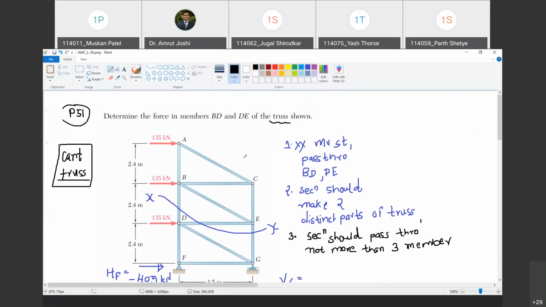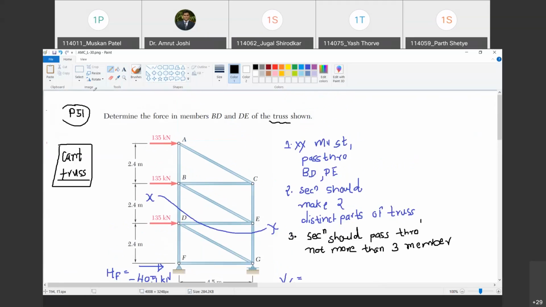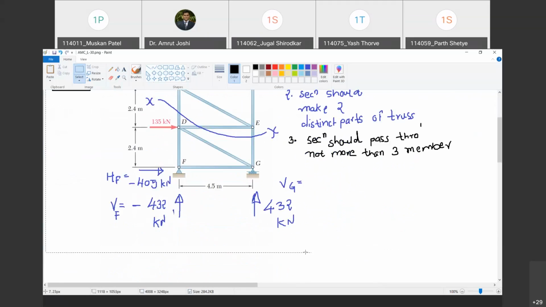Are you with me? Yes, sir. Now let us change the narrative of the same problem and solve it once again. So let me copy this.